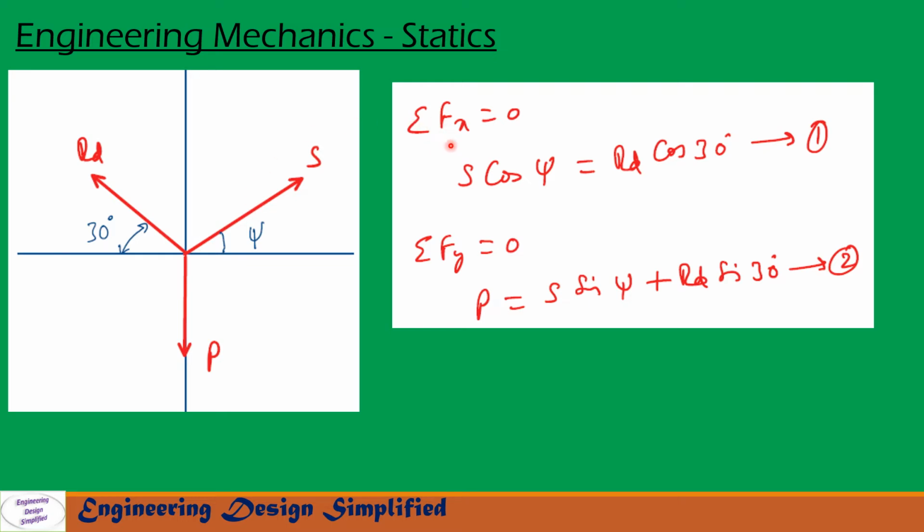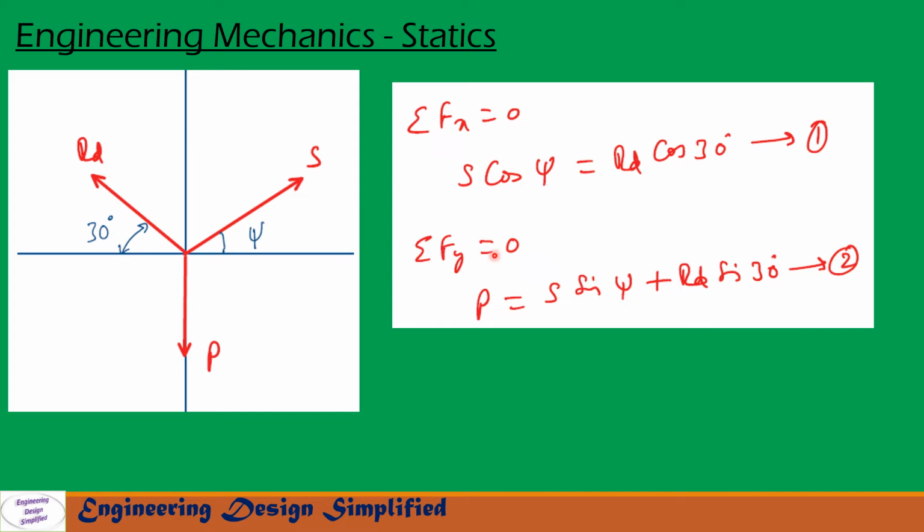Along the X direction, sigma Fx equals 0, that is, the sum of forces along the X direction equals 0. So along the X direction we have S cos psi, that is the horizontal component of S, equal to RD cos 30, that is the horizontal component of RD. Let us call that equation 1. Here P is vertically downwards, so P does not have any horizontal component.